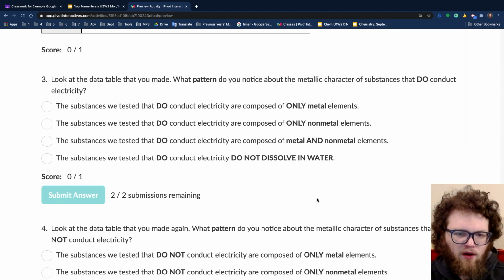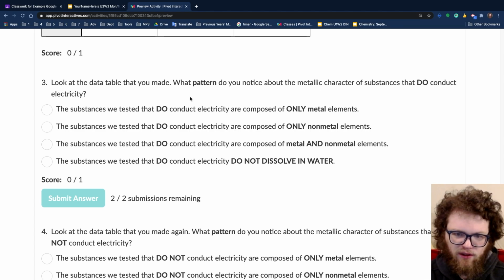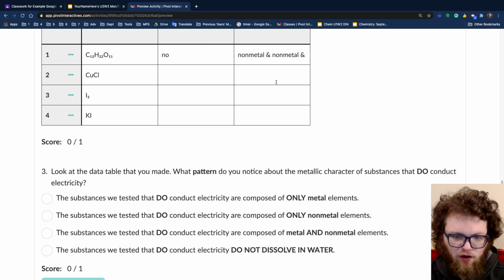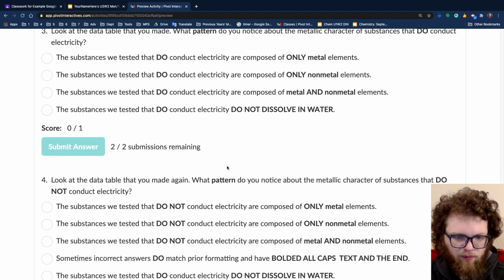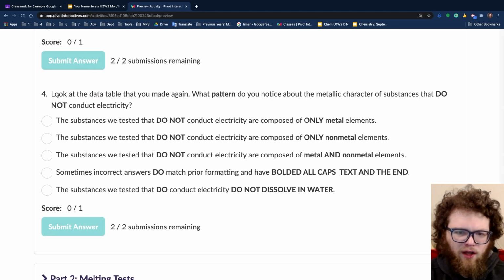Moving on. Look at the data table you made. What pattern do you notice about the metallic character of substances that do conduct electricity? You should be able to look at your completed table and answer it from there. Look at your data table that you made again. What pattern do you notice about the metallic character of substances that do not conduct electricity?